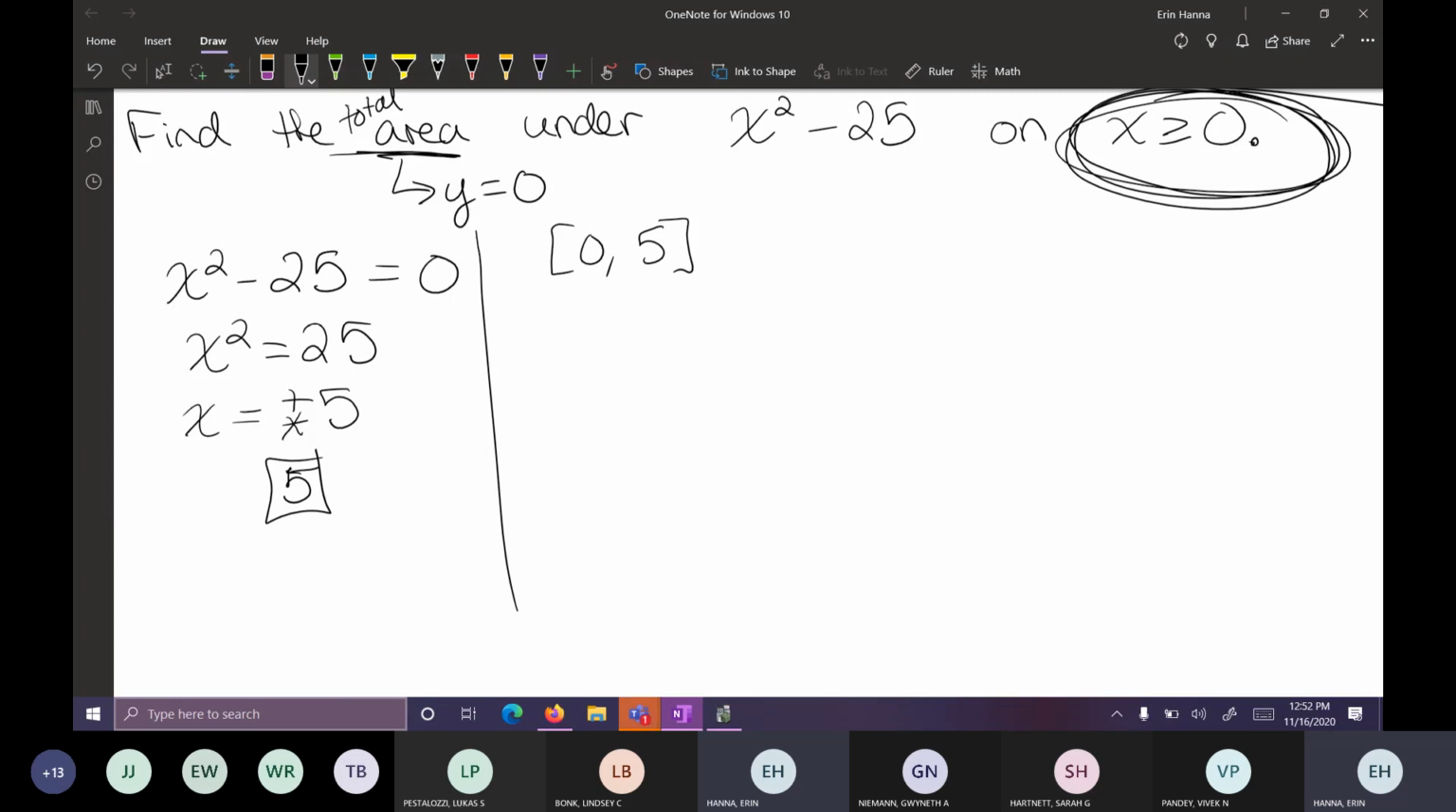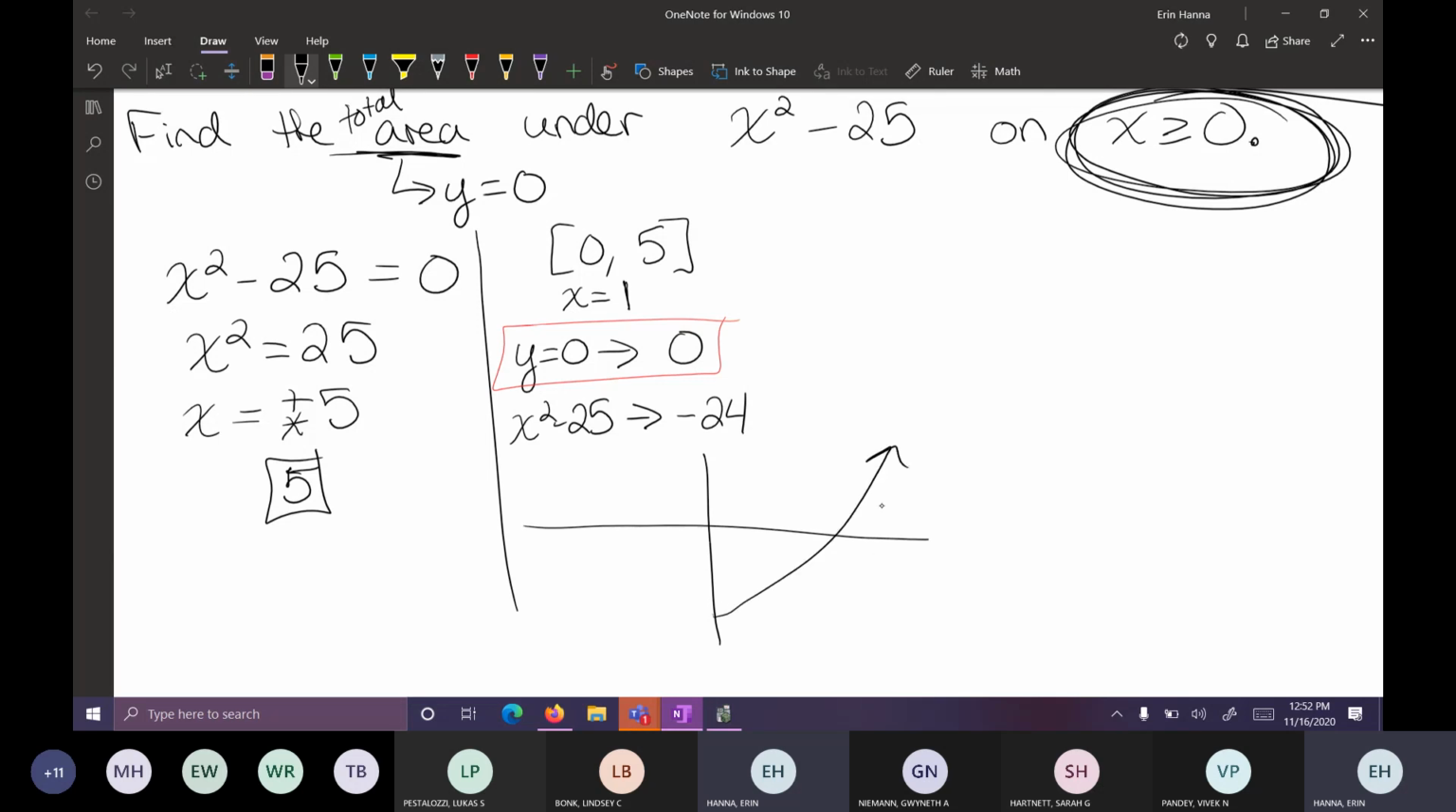So we're working from 0 to 5. To find which one's on top, I have to pick a number between 0 and 5, or you can graph it, but let me do it algebraically really quick. Plugging that into 0 will of course get you 0. And x squared minus 25, if I plug in 1, which was the number that I chose, I'll get negative 24. So y equals 0 will be on top, which makes sense because if you graph it, it'll look like this. Working between 0 and 5, just in this piece in here, the x-axis is on top.